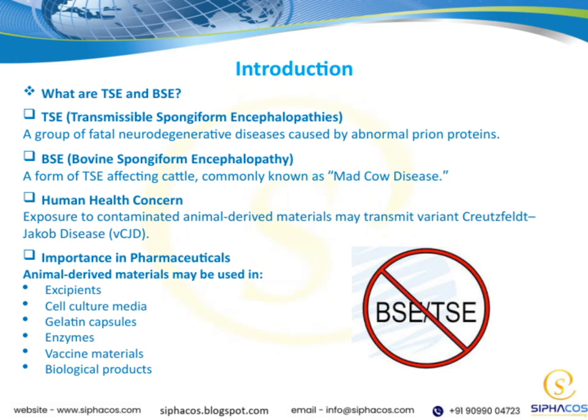TSE stands for transmissible spongiform encephalopathies, a group of fatal brain diseases caused by misfolded prion proteins. BSE is one type of TSE that affects cattle, better known as mad cow disease. This matters because humans can be exposed to these prions through contaminated animal materials, leading to a rare but serious illness called variant Creutzfeldt-Jakob disease. That's why it's crucial in pharmaceuticals, where animal-derived ingredients like gelatin or enzymes are often used.